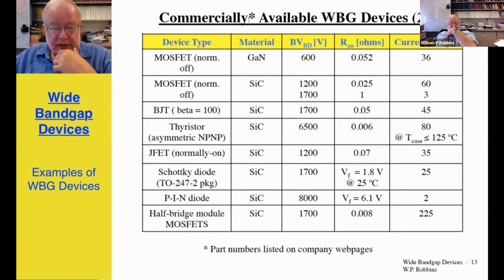I use the asterisks up here after the word commercially because there are part numbers for all of these, but it may be that they're fairly preliminary and it may be difficult to obtain some of these devices that are so-called commercially available.